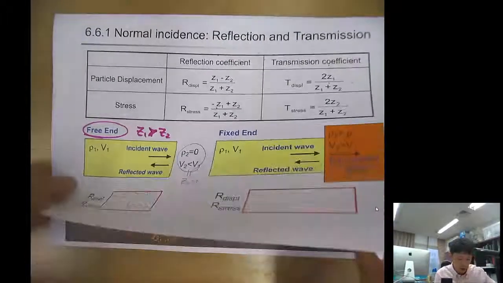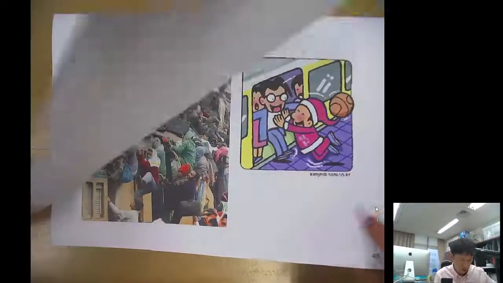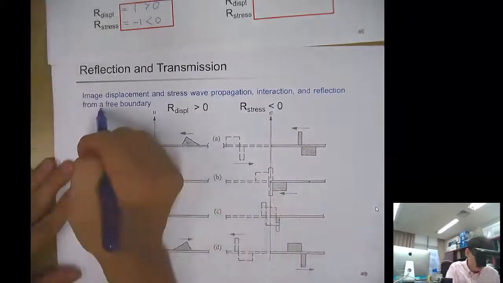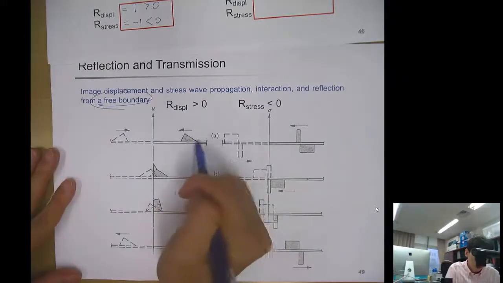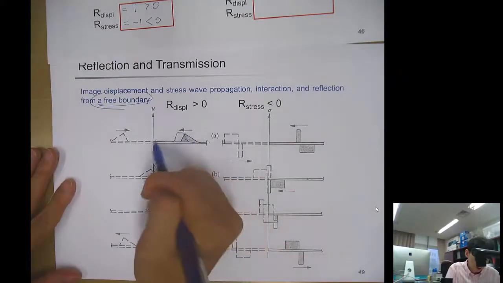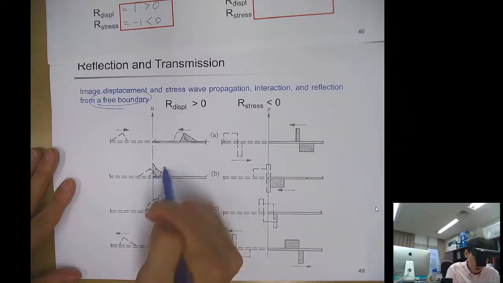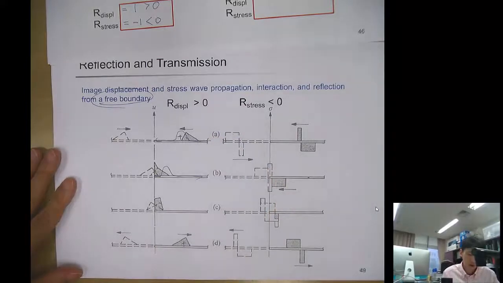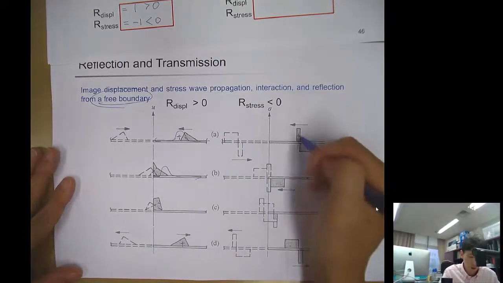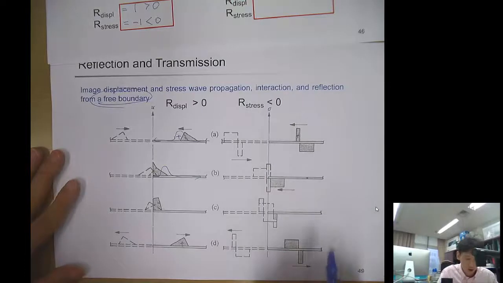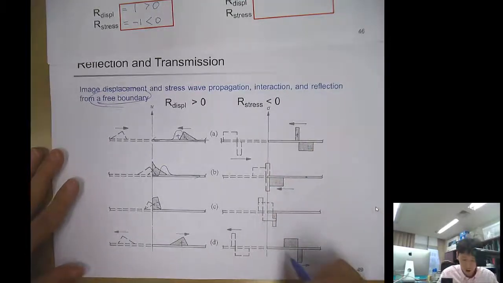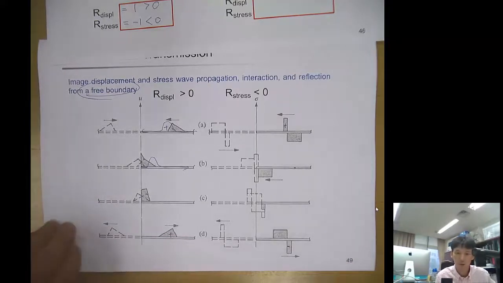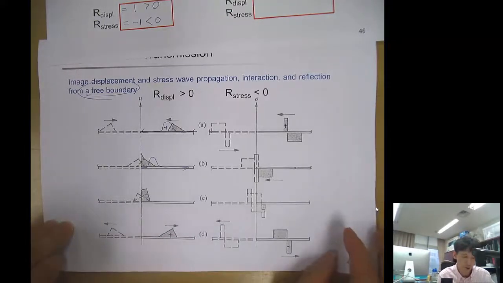And if it's a free end, let me show you some results. This is the free boundary, and if the wave comes like this, it just bounces back as positive polarity again. But in terms of stress, if there's a positive stress coming in, and it meets the free boundary, then it flips, it goes to negative polarity, or negative stress.